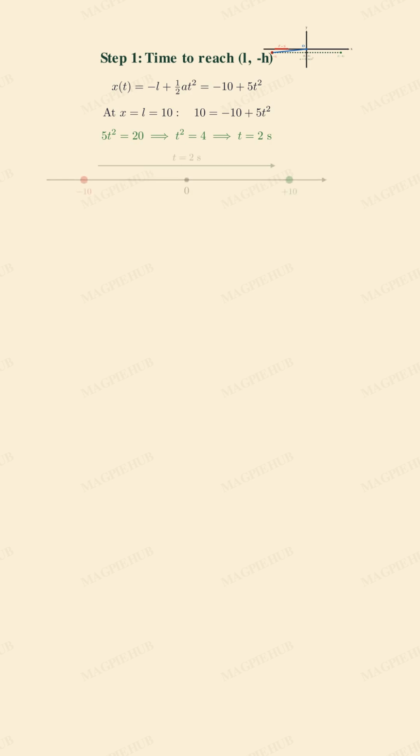Step 1. Let us verify option A. The x-coordinate as a function of time is x equals -L plus half at squared, which is -10 plus 5t squared. The y-coordinate stays constant at -1 since there is no y acceleration. At x equals L equals 10, we get 10 equals -10 plus 5t squared. Solving, 5t squared equals 20, so t squared equals 4, giving t equals 2 seconds. Option A is correct.